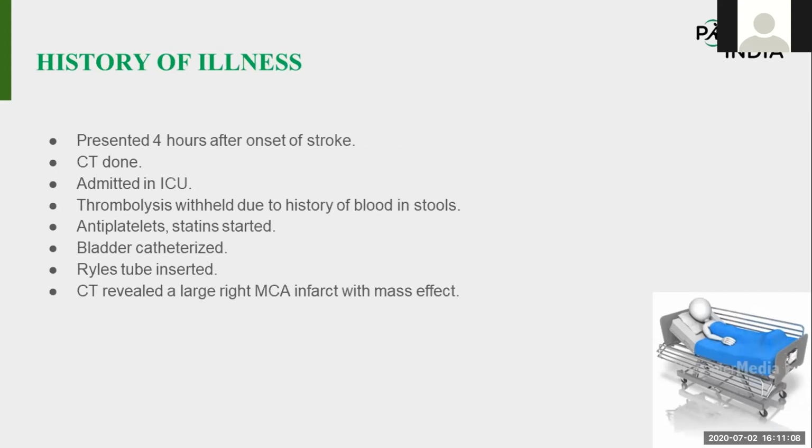The CT was done. She was admitted in the ICU. There was some history of bleeding, so the thrombolysis was withheld. In the medicine department, antiplatelet and statins were started. Bladder was catheterized. Ryle's tube was inserted. CT was taken, which revealed a large right MCA infarct with mass effect.